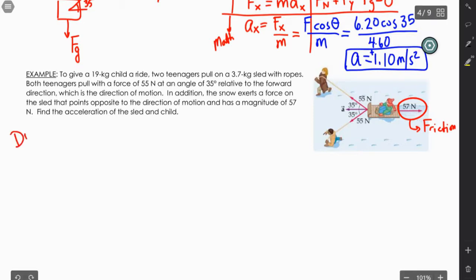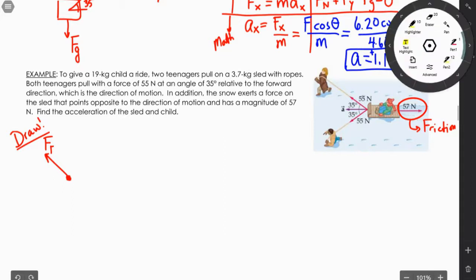Okay, so if we follow our steps, draw, right? So we're going to look at that point of interaction there on our sled. So we have teenager 1 pulling up and to the left. We have teenager 2 pulling down and to the left. And then we have this 57 Newton force, okay, to the right. And so there's our free body diagram.